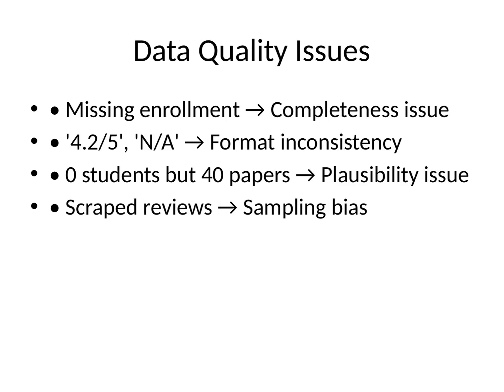There are many quality issues when we gather data from multiple sources. We often encounter 4 common data quality problems. For example, missing enrollment records create completeness gaps that can skew totals. Mixed formats like 4.2 out of 5 and NA make aggregation and analysis difficult. Implausible entries, such as 0 students but 40 papers, signal errors or misalignment. Scraped reviews can introduce sampling bias because the sample may not represent the population. Identifying these helps us decide cleaning and validation steps.